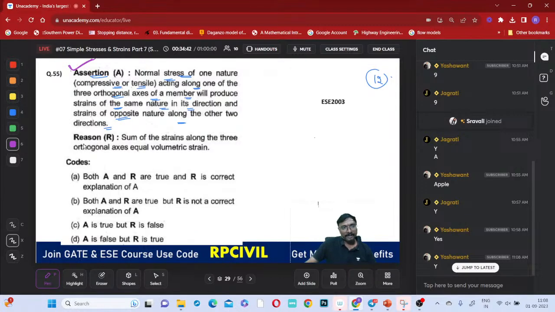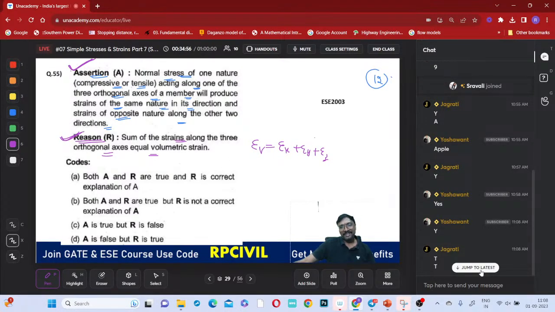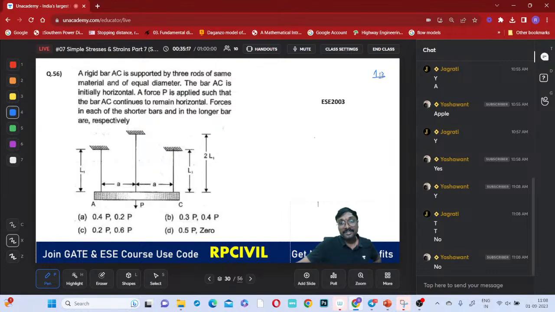Now the reason: the sum of these strains along the three orthogonal axes is equal to the volumetric strain, that is epsilon v equals epsilon x plus epsilon y plus epsilon z. This is also correct, but do they have any relation? Are they related to each other, or are they independent statements? They are independent statements. One is not related to the other. So which option is correct? Option B will be the correct option, right? What should be the reason? Because of the Poisson's effect it is happening. Because of the Poisson's effect, material adjustment will happen, so one direction tension means other direction compression it will create. Got it, everyone? The volumetric strain is not the correct reason.